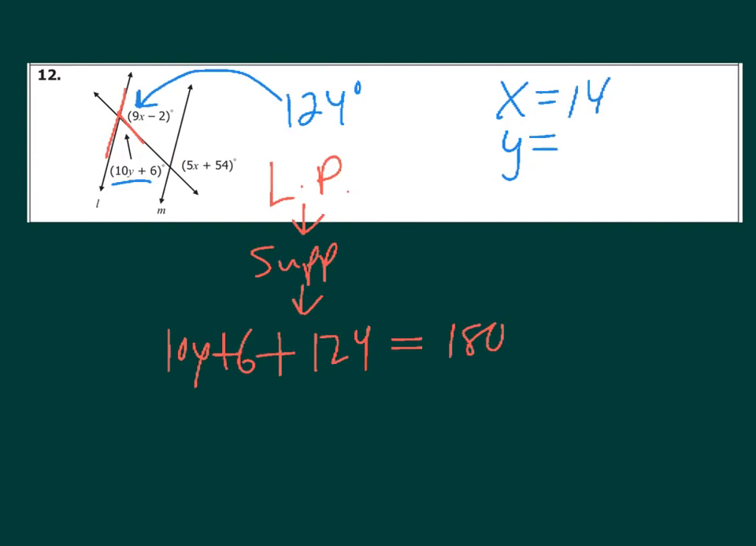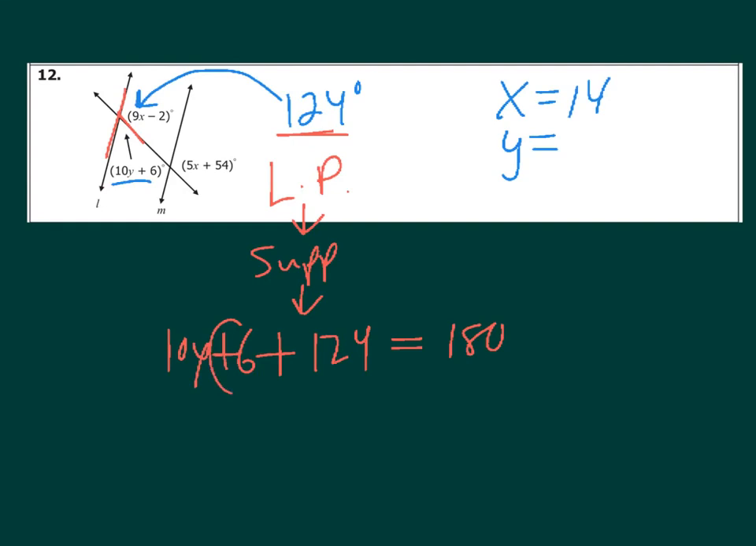So I've taken the liberty of highlighting some stuff already. I got this linear pair relationship right here. So that means that linear pair implies supplementary. Supplementary means I'm going to add up two things and set them equal to 180. And those two things are the 10y plus 6 plus the measurement of this angle, because 9x minus 2 is not helpful when I'm solving for y. I need the actual value. So we had substituted 14 in for x to get this 124 degrees.